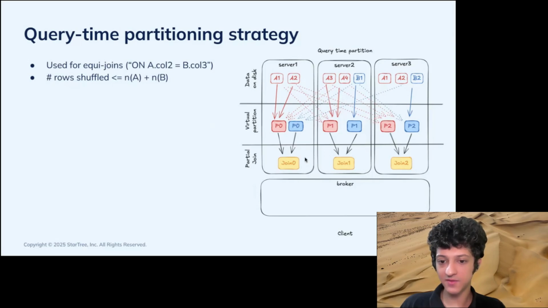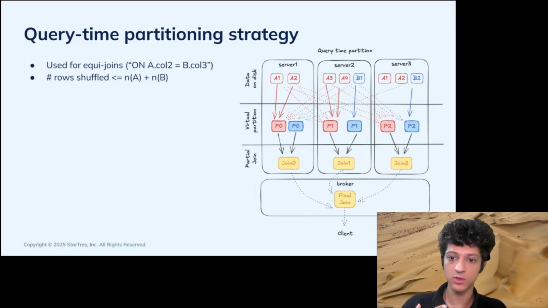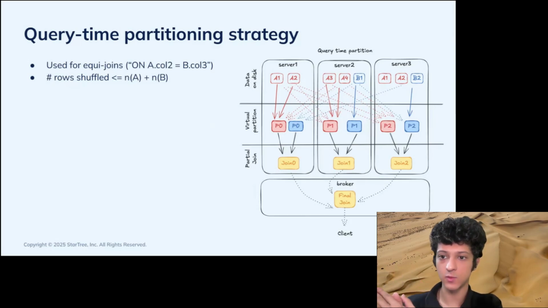So once we have these 3 local joins that are executed, we can simply combine the results, get the final join output, and send it to the client. So again, the number of rows shuffled here is bounded by the total number of rows across both sides of the join. And the worst case would be when each row in each segment needs to be shuffled over the network to be sent to a virtual partition on another server.